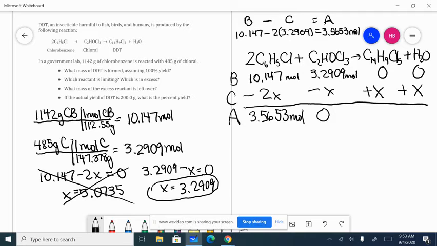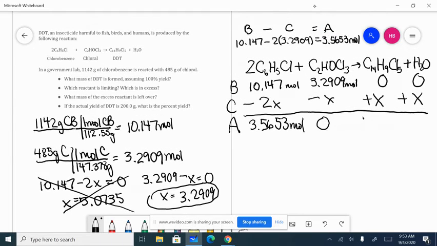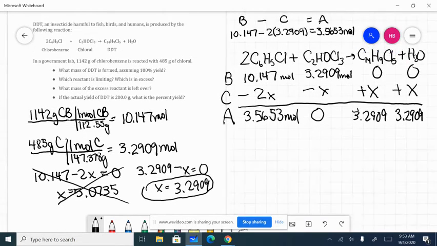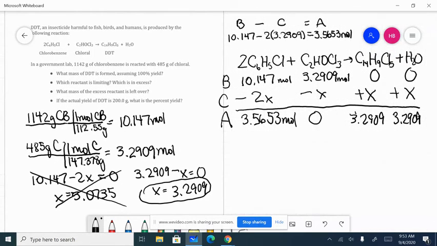And how much DDT will we produce? Well, it's just X. So 3.2909. You can see how many stoichiometry problems that saves us. So let's answer the questions now.